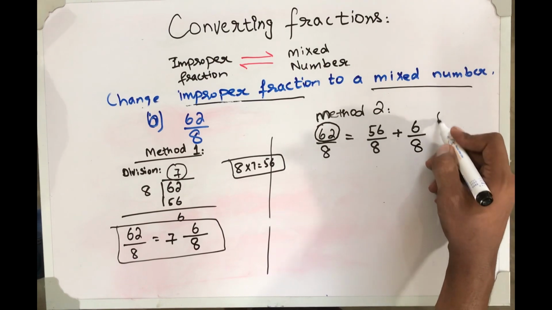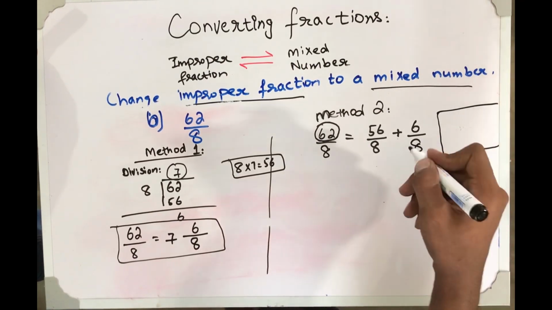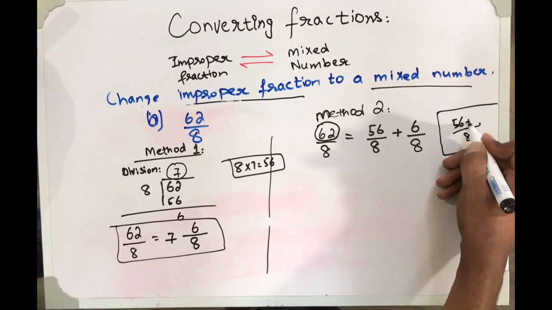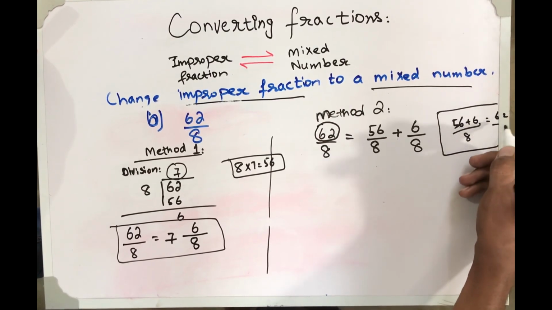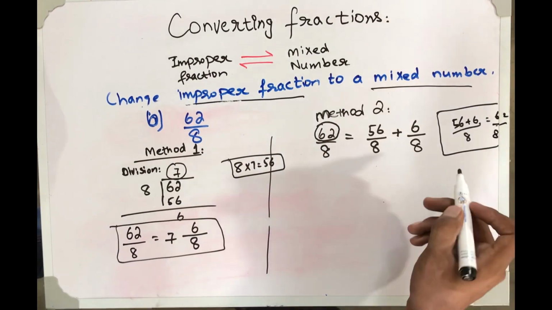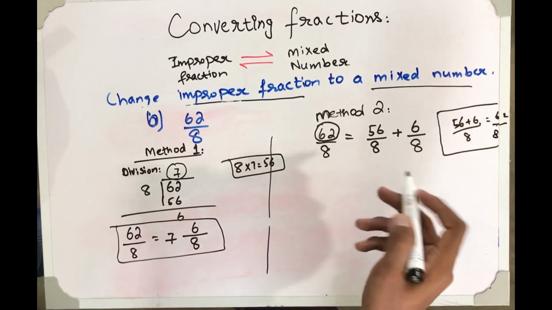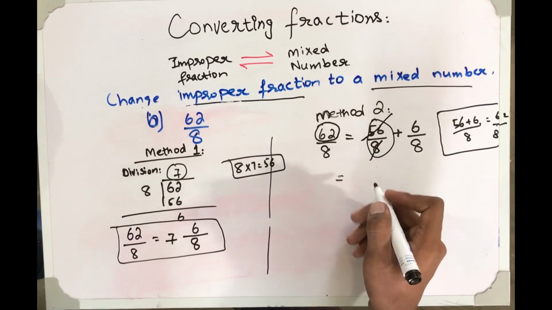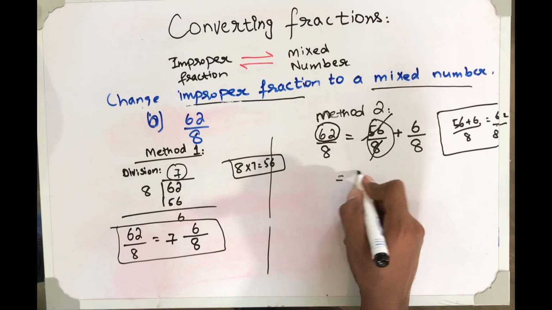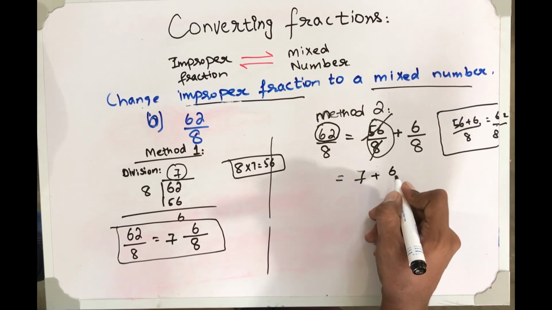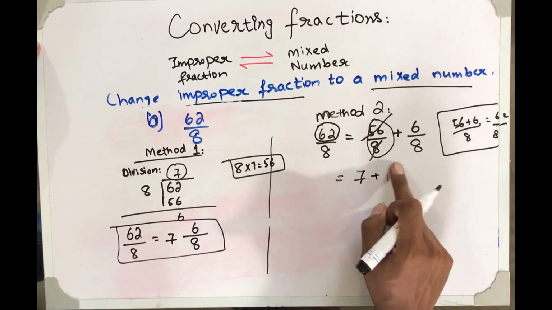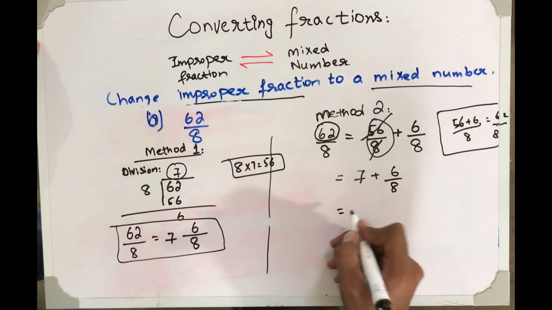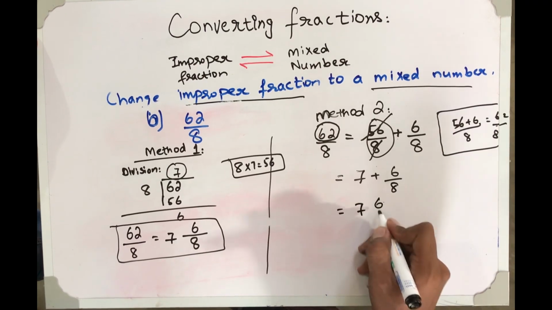After solving, if you are well aware of the addition of fractions, you will be aware that we will get 8 as the LCM and 56 plus 6 equals 62 upon 8. So this is how you can add. We are not gonna add, but actually we are solving. After simplification of this fraction, we will get 7 plus 6 over 8. We can simplify this too, but no, we are not gonna simplify it. So 7 plus 6 over 8, we can exclude the plus sign and write 7 and 6 over 8.